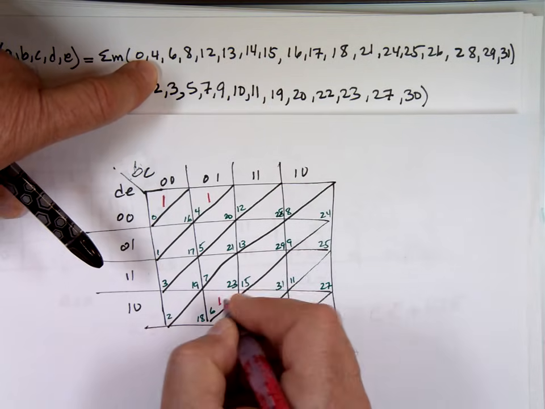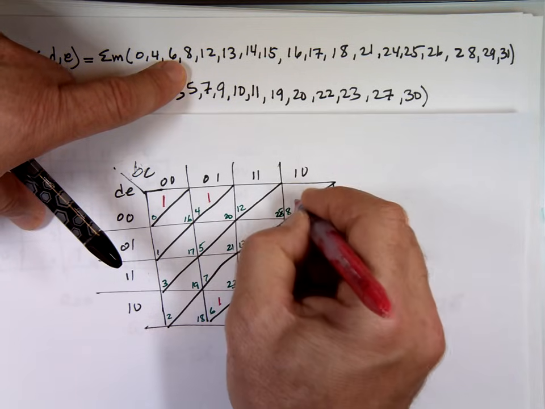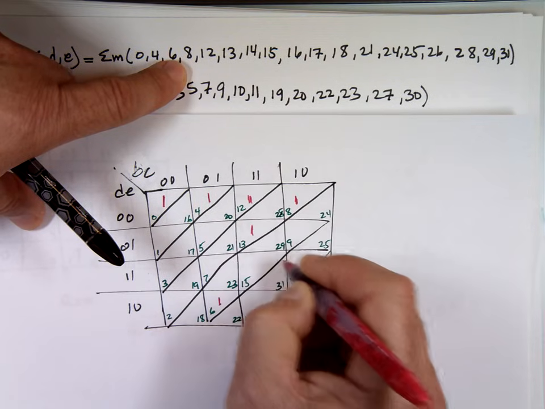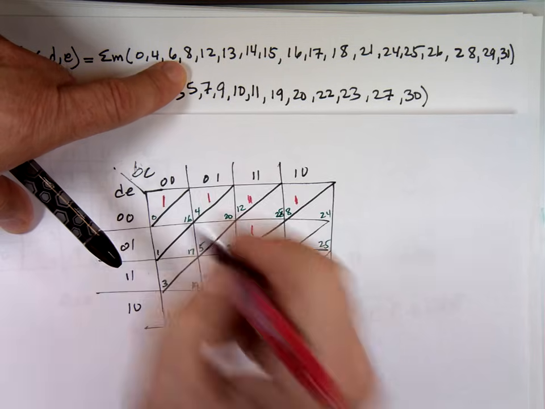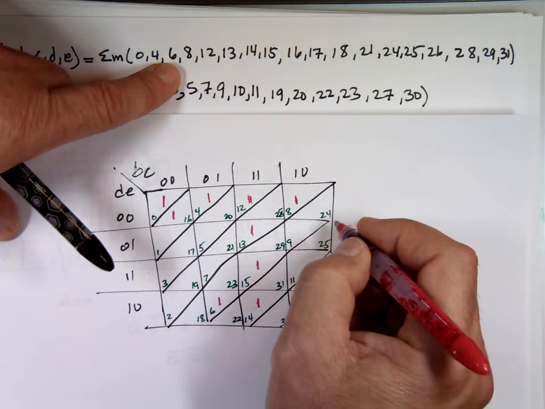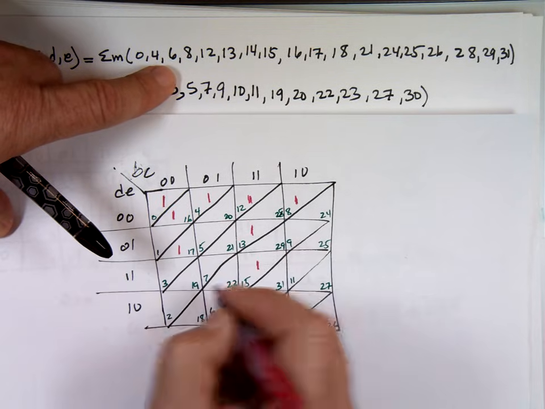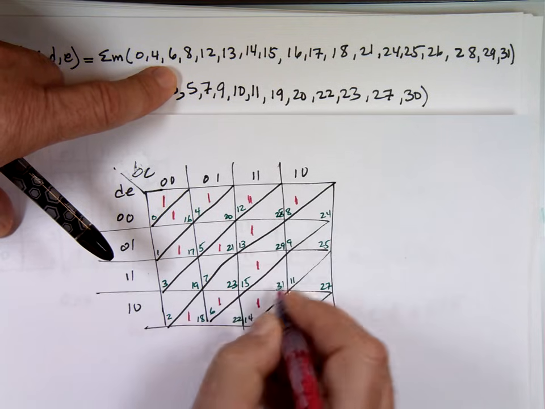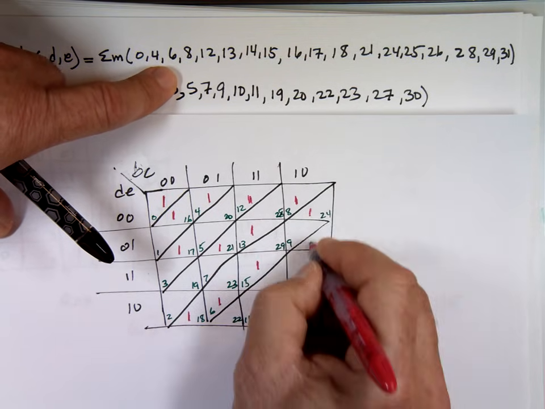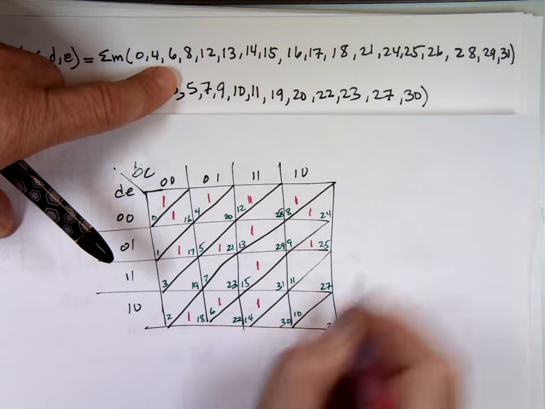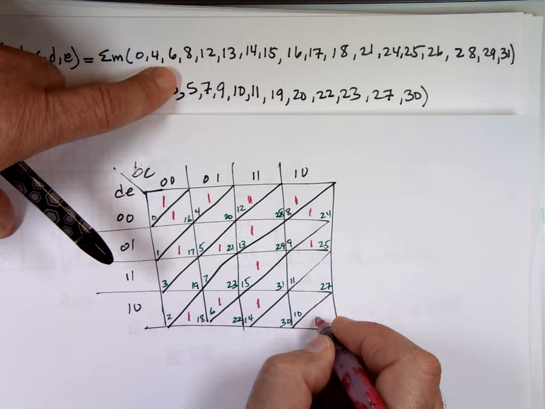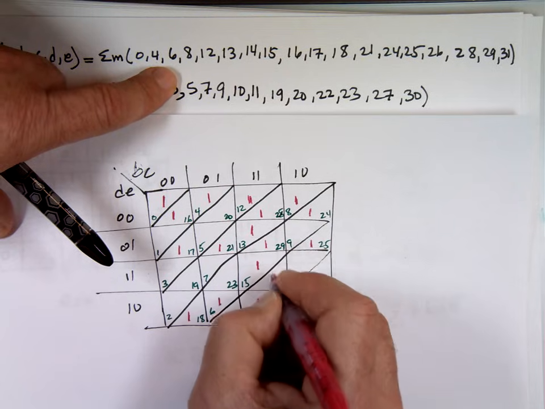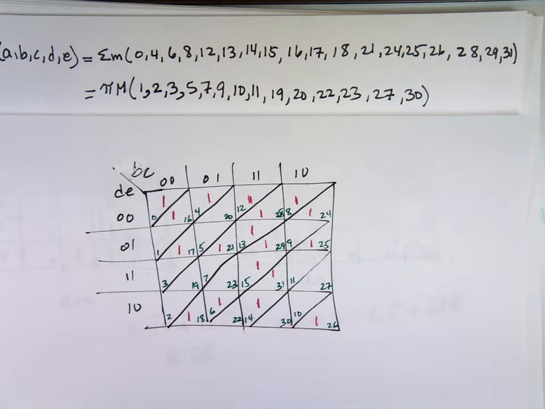6. Where's the 8? 8, 12, 13, 14, 15, 16, 17, 18, 21, 24, 25, 26, 28, 29, and 31. I don't know, to me that's probably more challenging to see.